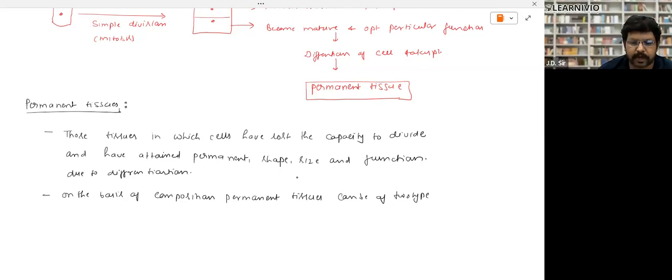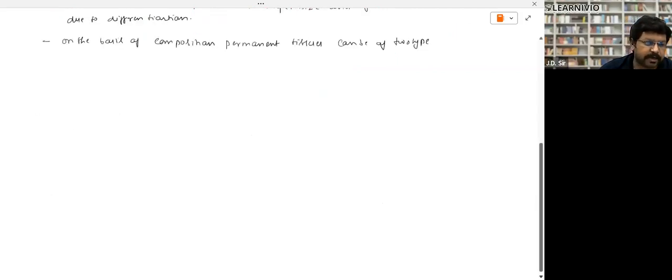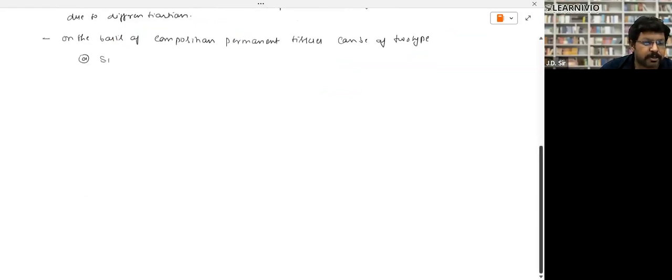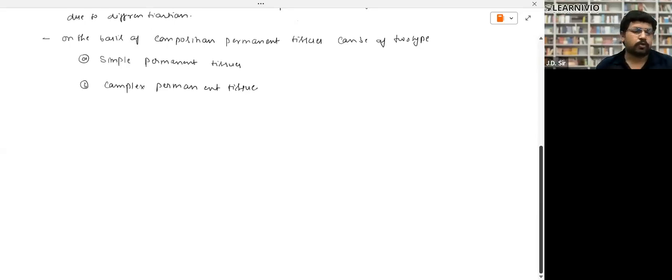What are those types? We have already discussed in the tissue classification that permanent tissues can be divided into two ways: simple permanent tissue and complex permanent tissue. Simple permanent tissues are made up of only one type of cells, similar kind of cells, but complex permanent tissues are made up of more than one kind of cells. First, we will talk about the simple permanent.